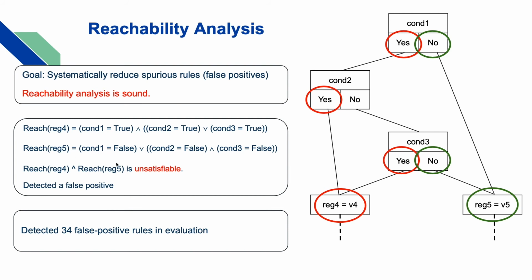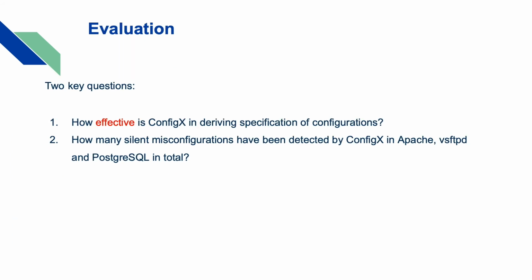If the SMT solver Z3 tells us that it is unsatisfiable, which means that we cannot reach these two registers at the same time, and there is a rule which involves both registers, then this is guaranteed to be a false positive rule. Note that our reachability analysis is sound by using this method, and we have detected 34 such cases in our evaluation. In our evaluation, we answered two basic questions. The first is how effective our tool is in deriving rules. The second is how many errors have been detected in the real world.